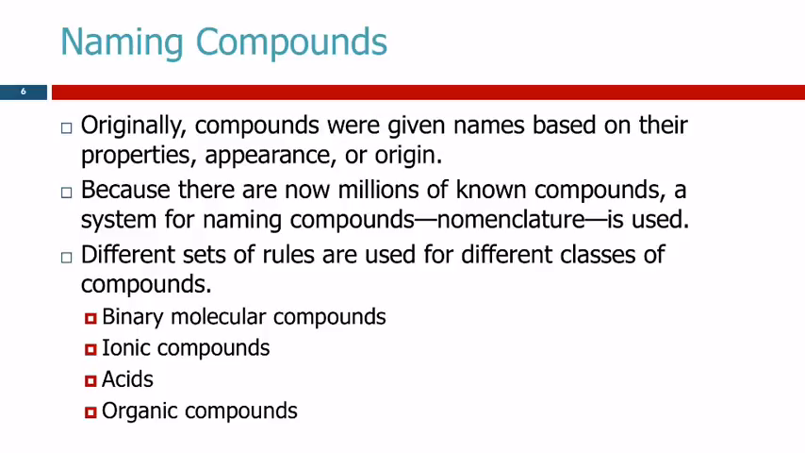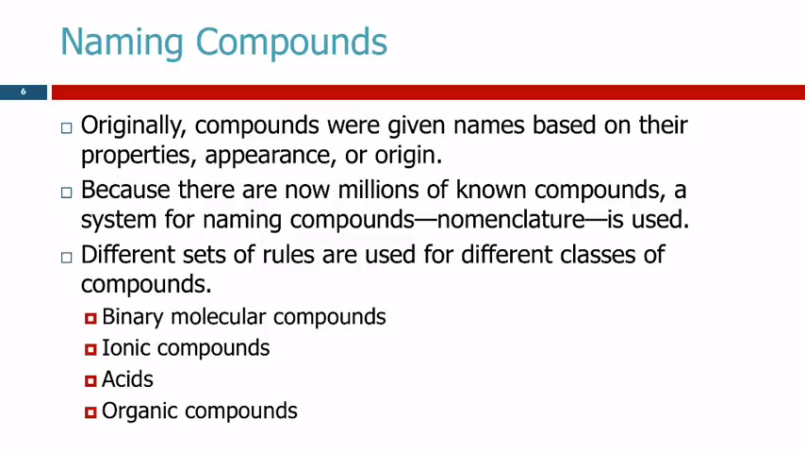But we now know that we have millions of known compounds. And so having common names doesn't work anymore because there's just too many compounds. So we need names that are more descriptive of the compound. Some of those common names are still in use, but all chemicals also have a systematic name. And the fancy word we use for a naming system is nomenclature. So nomenclature is just a system of naming compounds.